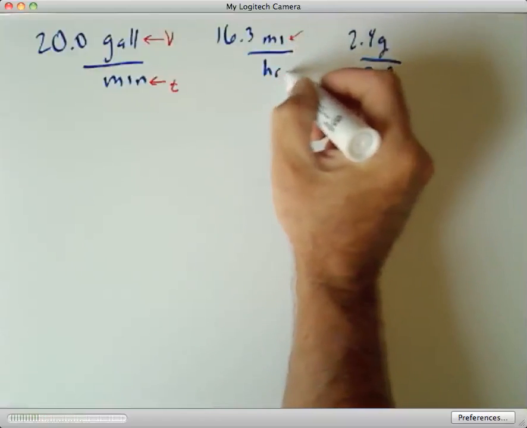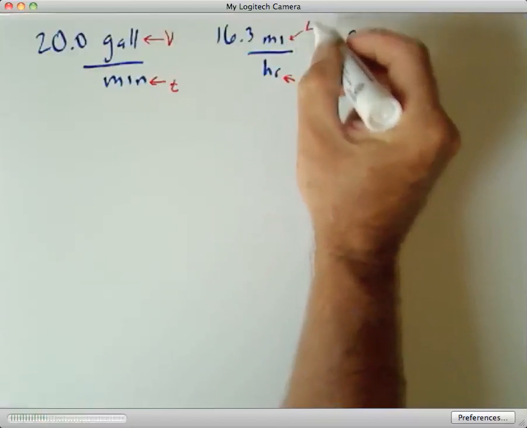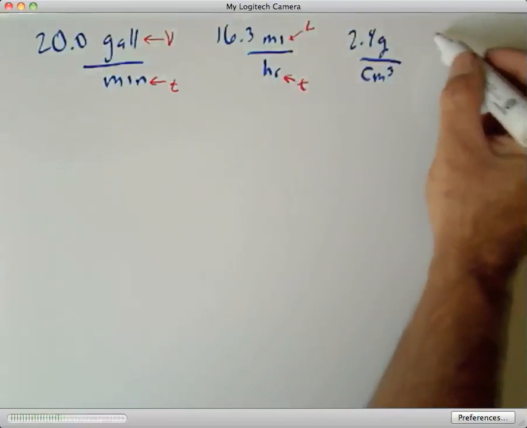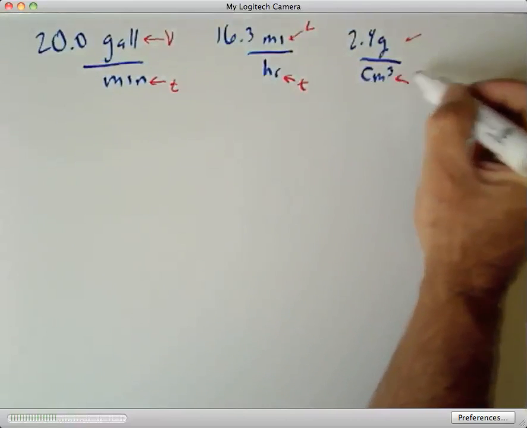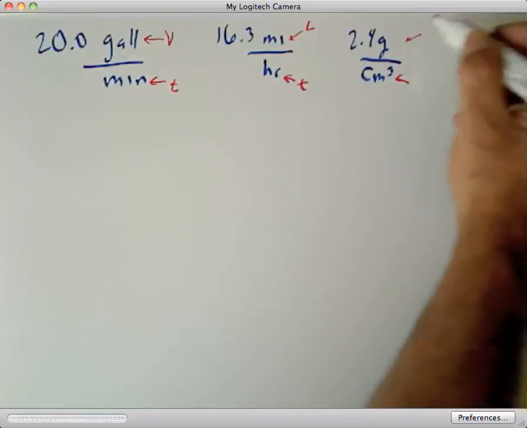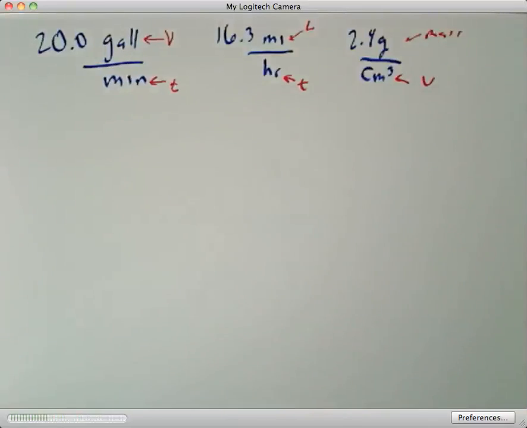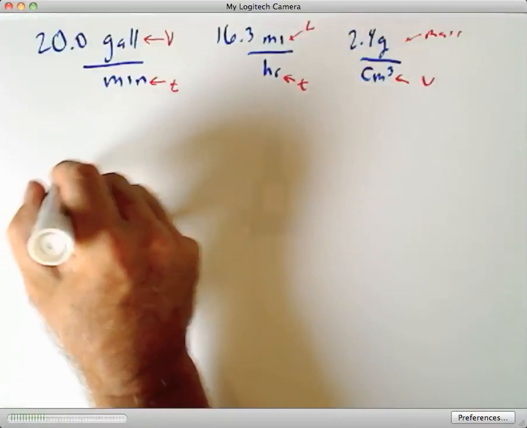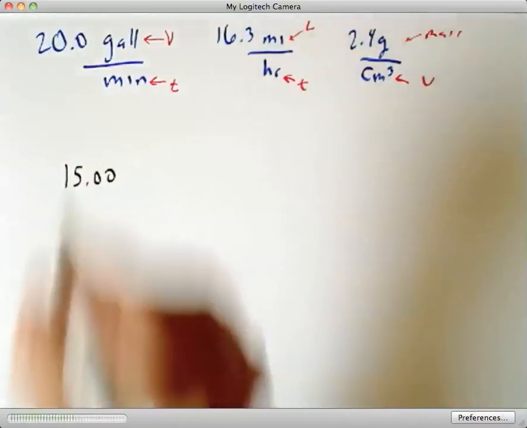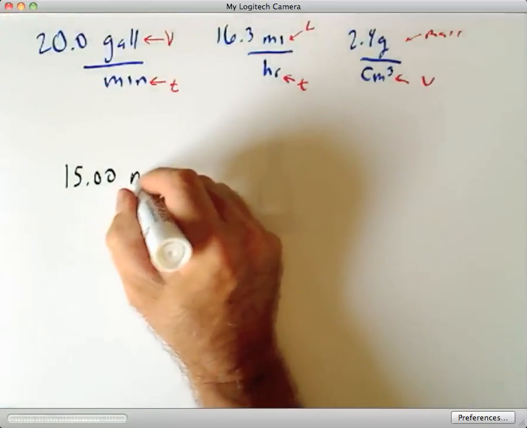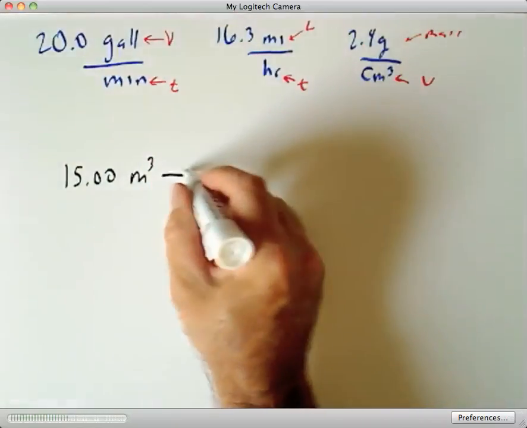Miles per hour, that would be a length or a distance and a time. And then here we have grams per cubic centimeter, which looks like a density, which would be a mass per volume. So if a question was asked where they said, if you had 15.00 cubic meters, and I wanted to change that to hours.